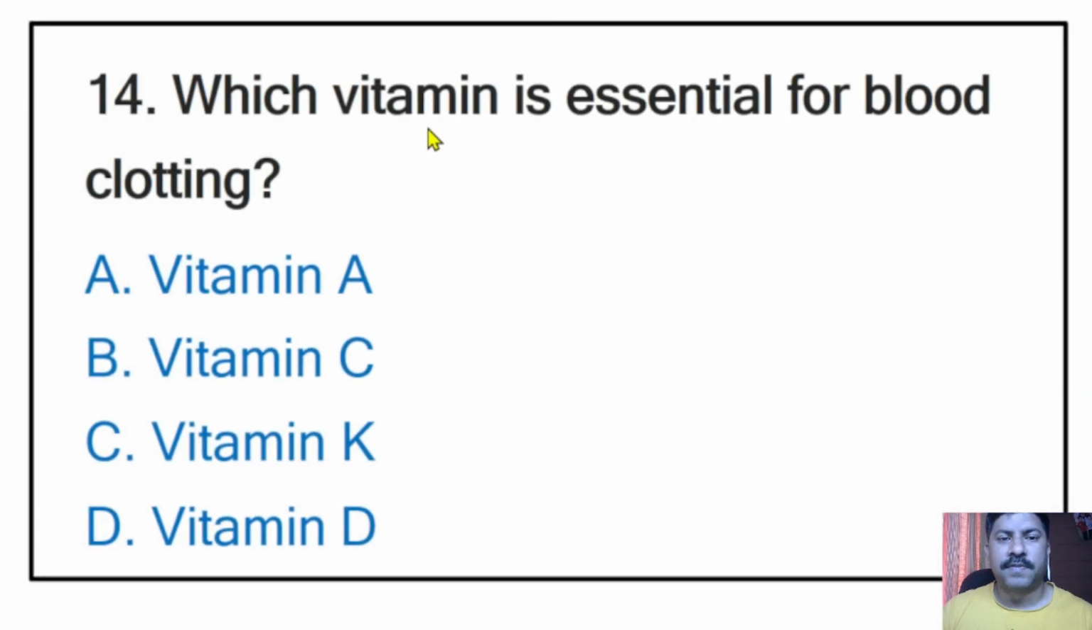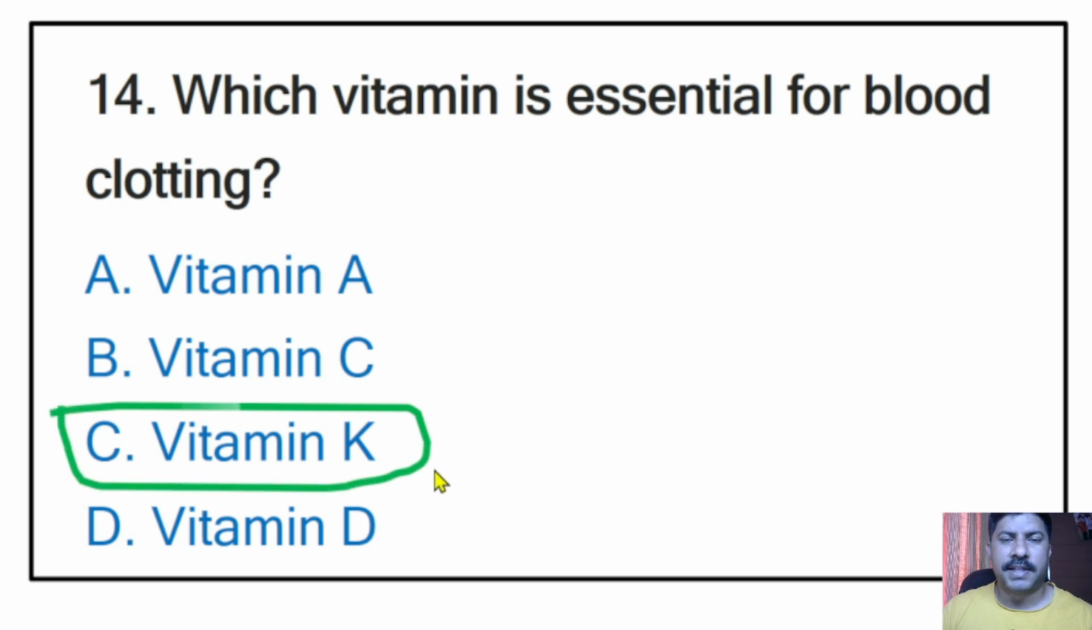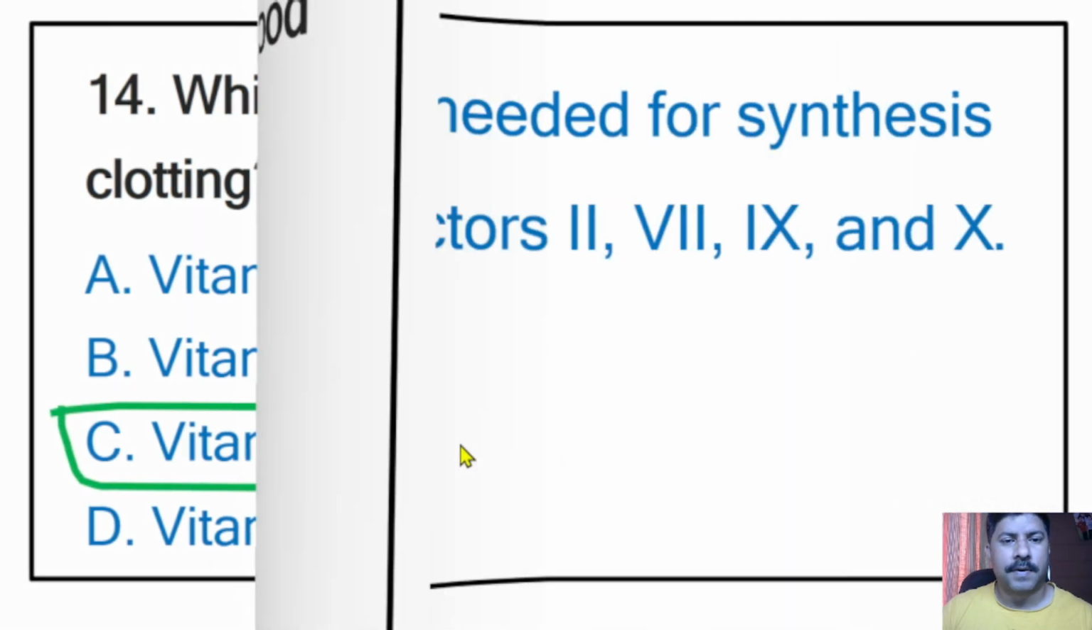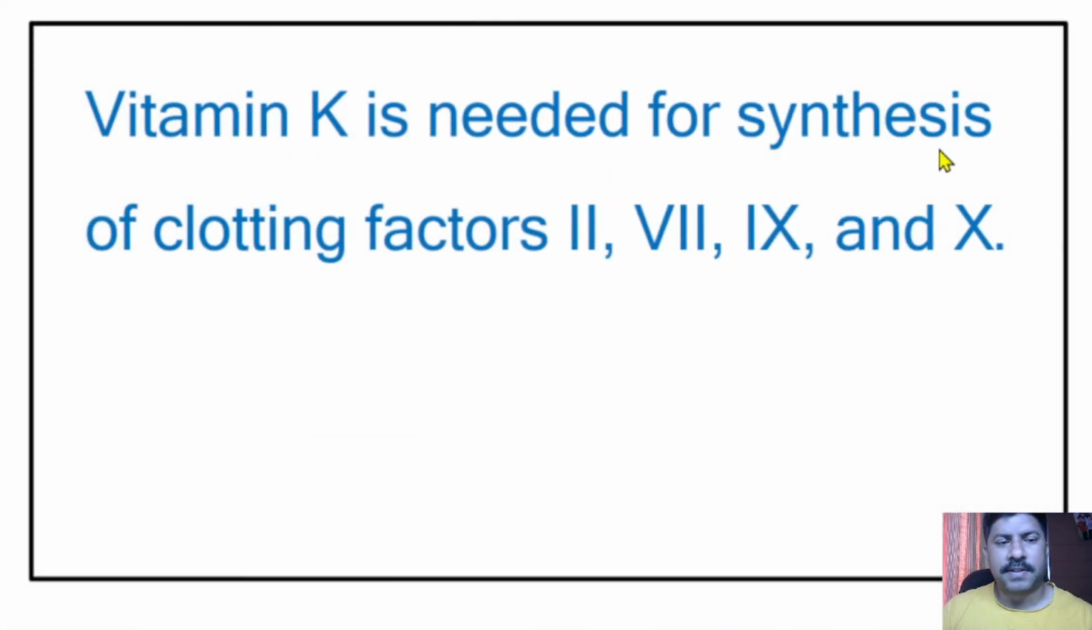14th question, which vitamin is essential for blood clotting? Vitamin A, vitamin C, vitamin K, or vitamin D? The correct answer here, option C, vitamin K. Vitamin K is needed for the synthesis of clotting factors such as 2, 7, 9 and 10.